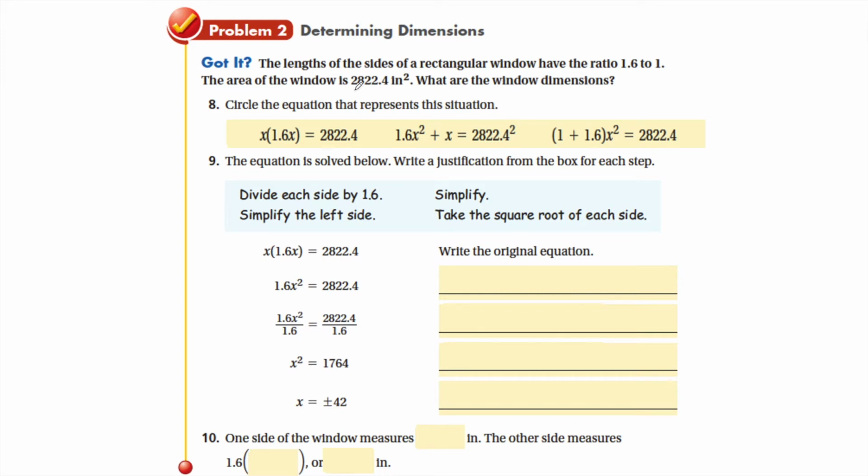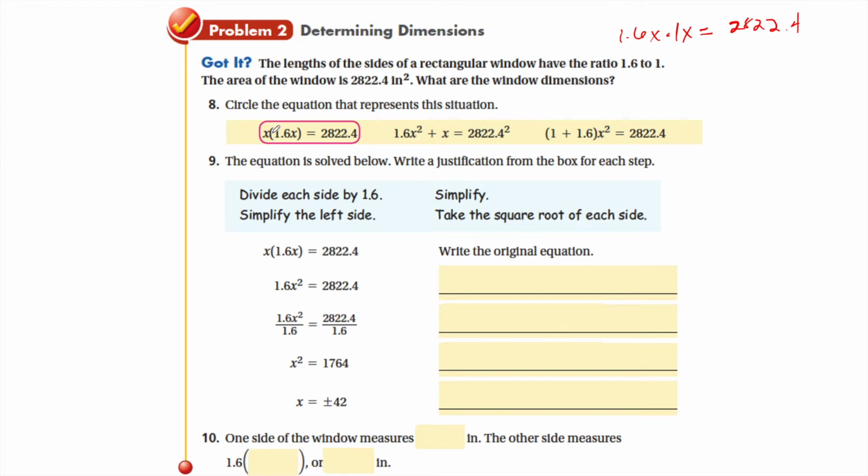Well, essentially, we know that if we were to multiply the 1.6x times the x, or the 1x, we would then have to have that equal the 2,822.4 inches squared. So the only one that represents that looks to be the very first one, x times the 1.6x equals that. The equation is solved below. Write the justification from the box in each step.